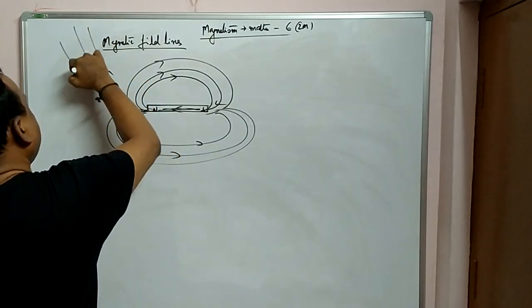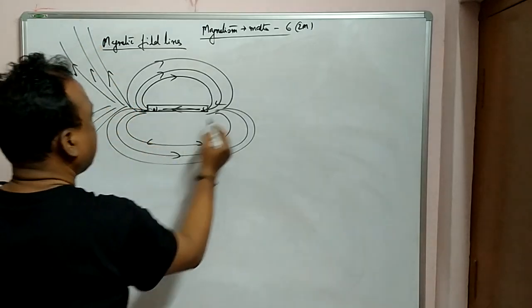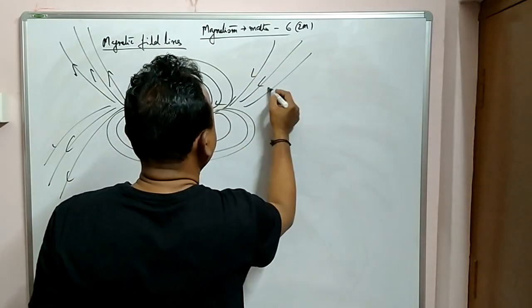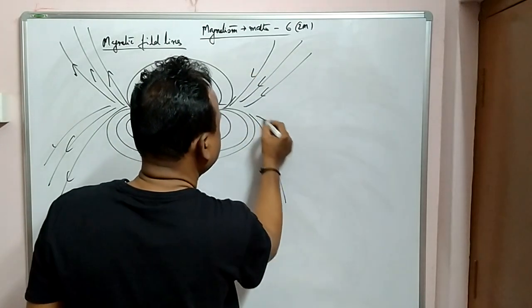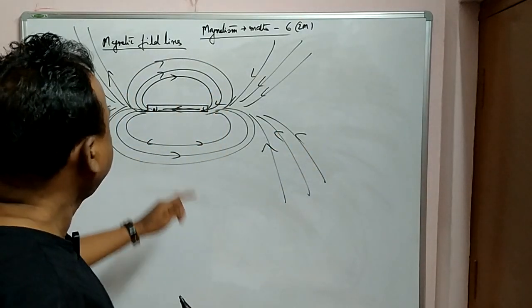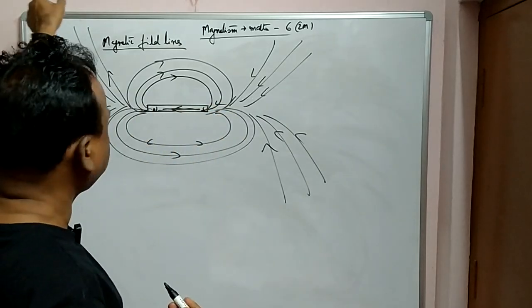From the north pole they go away, and as I said, they come towards the south. These are the magnetic field lines. From north to south, it is meeting at south. From north it is going away.